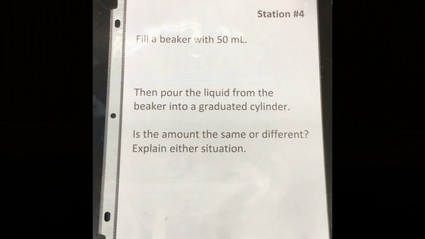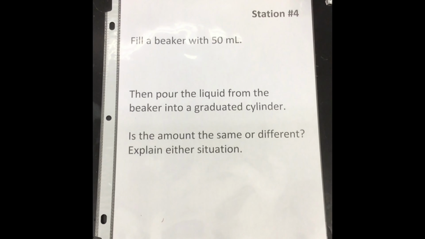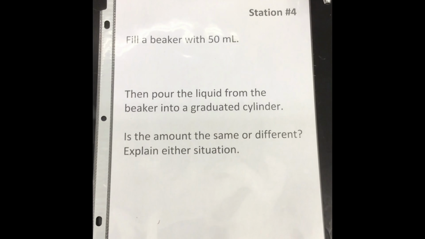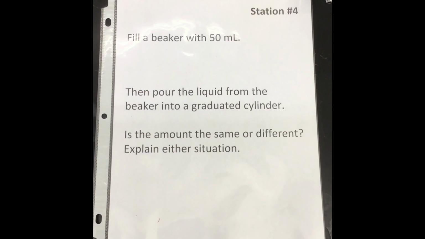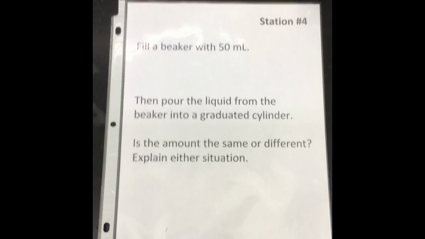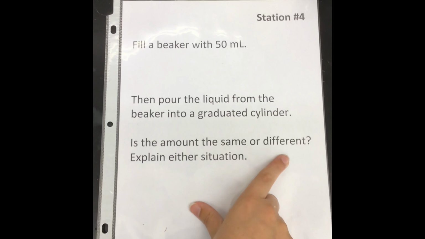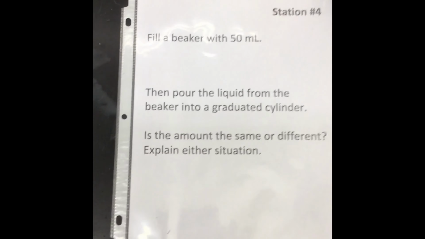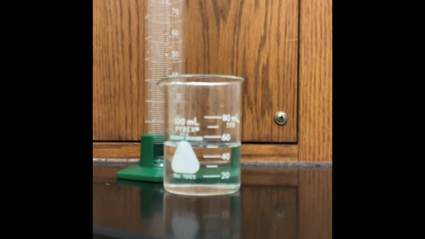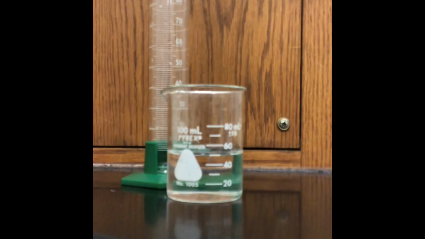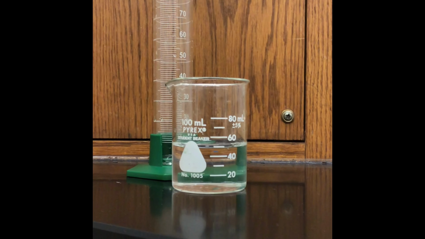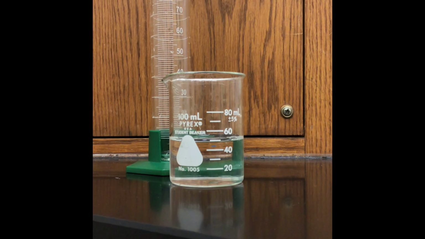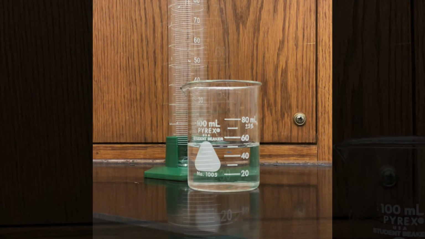We are now at station 4. It asks us to fill a beaker with 50 milliliters of water, then pour that liquid from the beaker into the graduated cylinder. We're going to discuss if the amount is the same or different, and I need you to explain either situation. I have already filled up our beaker with about 50 milliliters of liquid. So now I will pour that into the graduated cylinder and post the images.